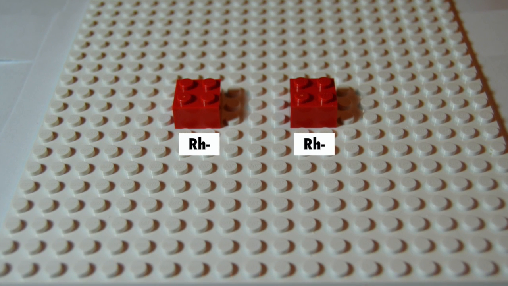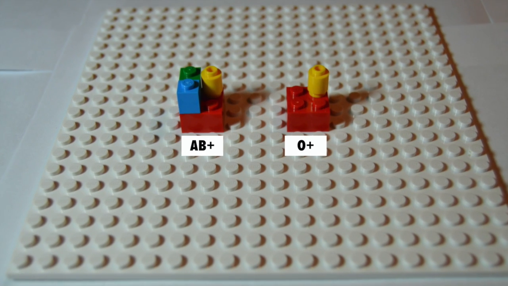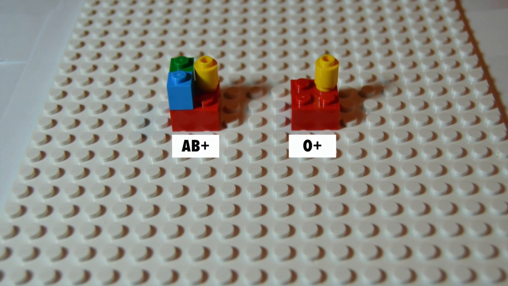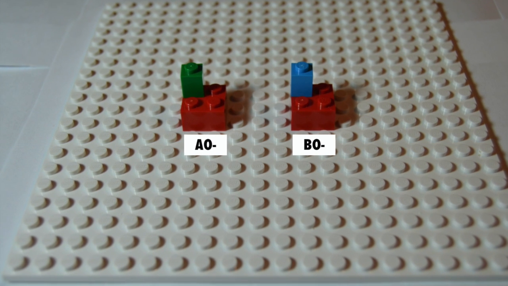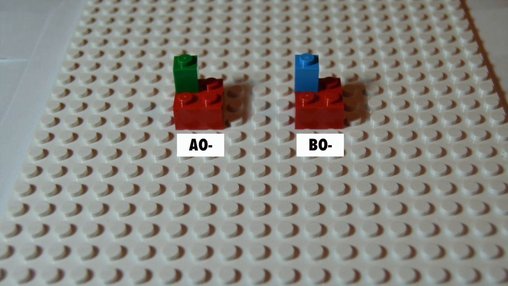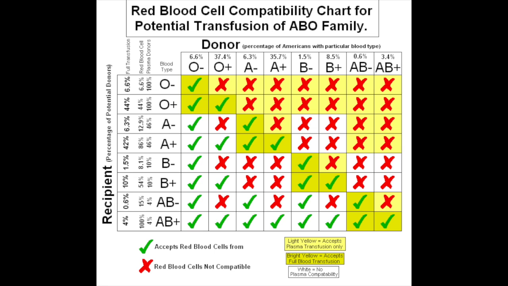The protein produced by the Rh positive allele acts as an antigen and causes an immune response in people with Rh negative blood. Therefore, Rh positive blood should not be put into an Rh negative person. It is okay to put Rh negative blood into an Rh positive person.